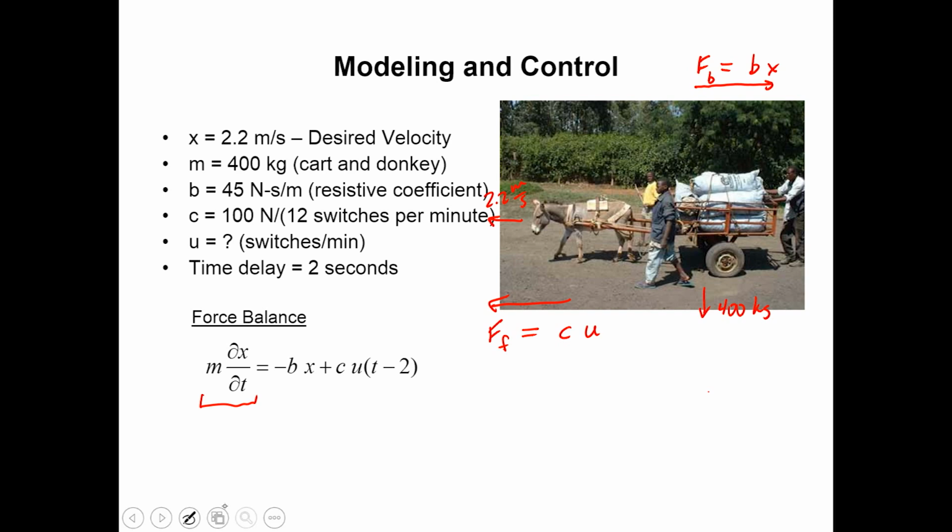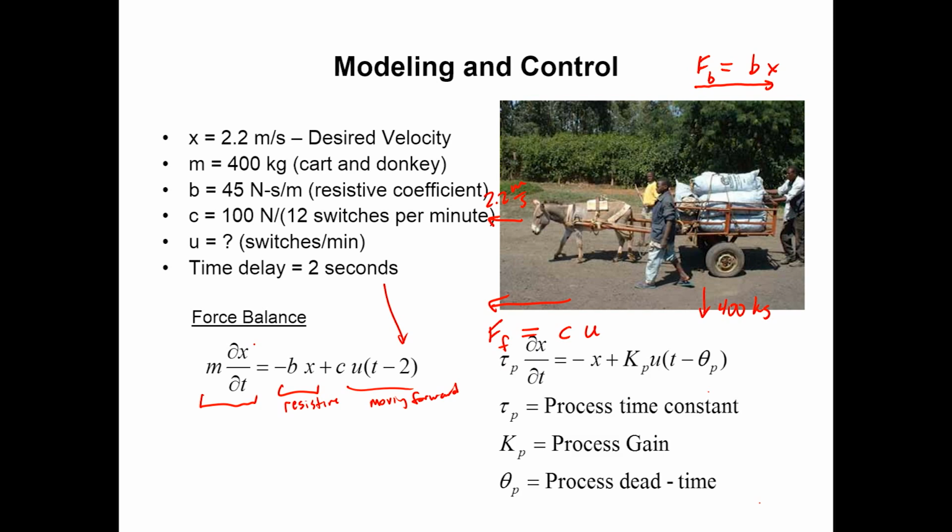Now let's write our force balance. We have our accumulation term, mass times acceleration, then our resistive force, and then our force forward. You have the 2 second time delay between the time that you start switching the donkey and when it starts responding. Let's get our three parameters. We can take this model and relate it to the first order plus time delay model: tau P equals m over b, Kp equals C over b, and our process dead time is 2 seconds.